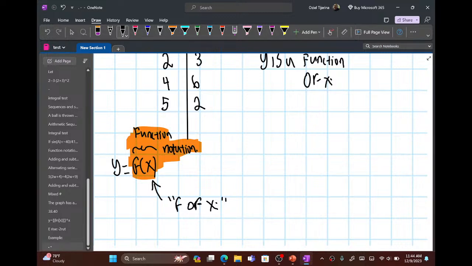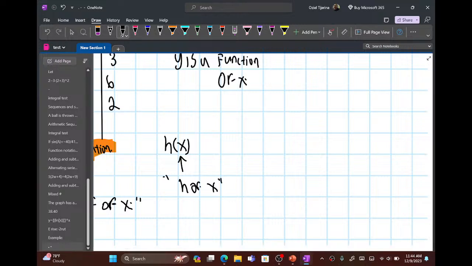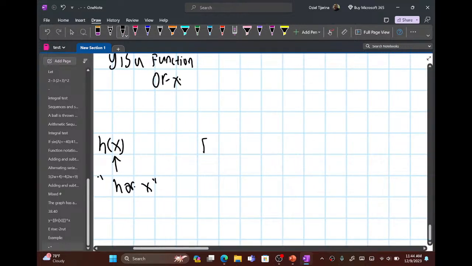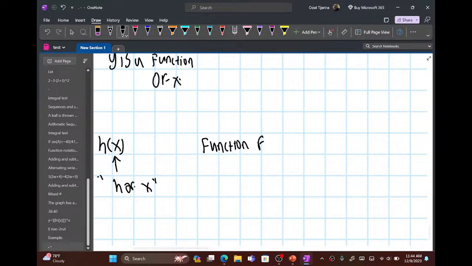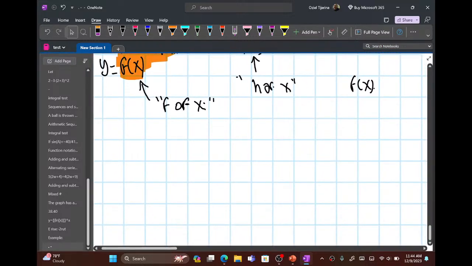A lot of the time they use h of x. Sometimes they'll say h of x. This is the same thing. This is h of x, okay? Sometimes they'll refer to a function f. This is the same as f of x. So don't think that this is like multiplication or anything like that, because it's not. It's a notation. It's function notation.